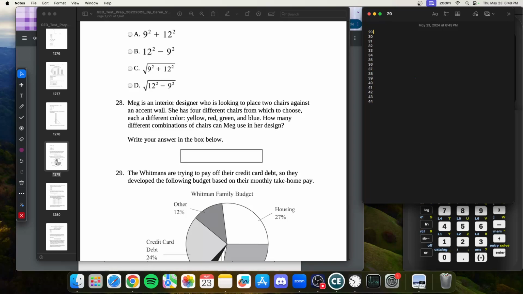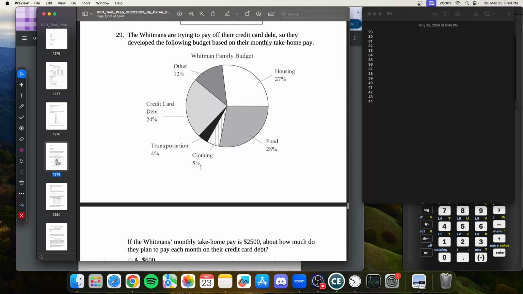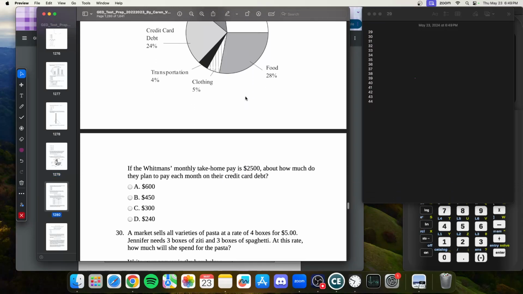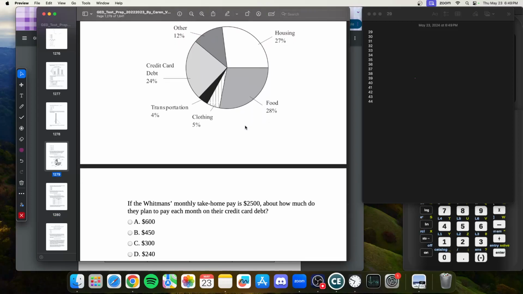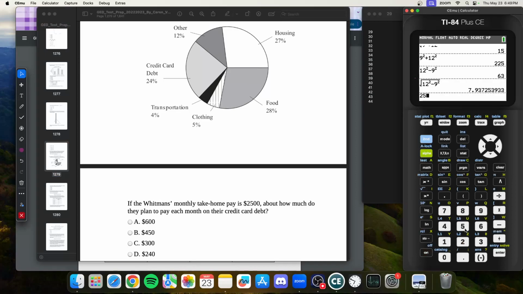29. Women are trying to pay off their credit card debt, so they develop the following budget. Okay, here's the budget. If the women's monthly take-home pay is $2,500, how much do they plan to pay each month for their credit card debt? Credit card debt is 24%. Okay, so you do 2,000. I'll show you guys. 2,500 times 24%, which you can think about as 24 divided by 100.